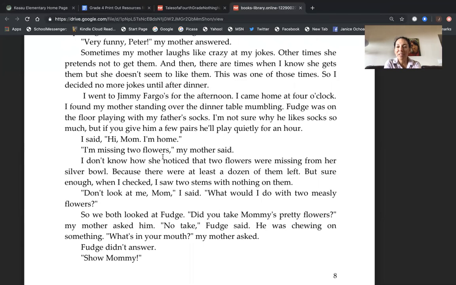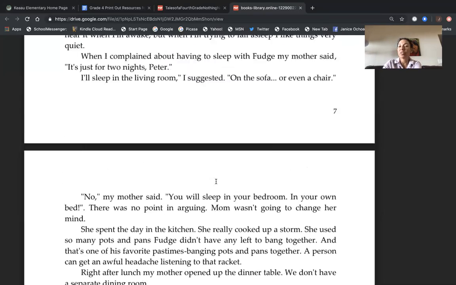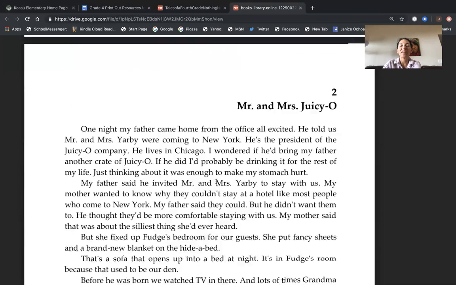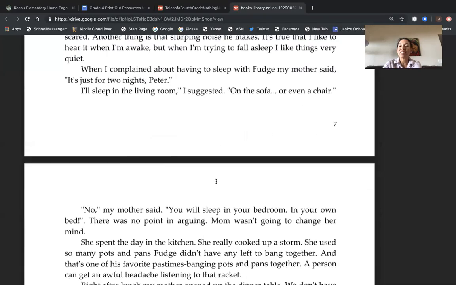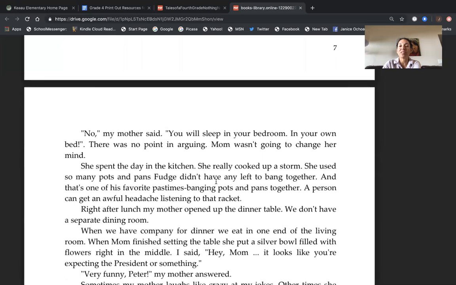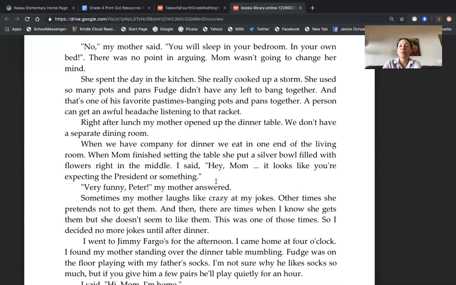Okay, I'm going to stop there, and we still have more of chapter 2 to read, but for today, you're supposed to only read chapter 1 and chapter 2, right? Please continue reading on your own the rest of chapter 2, and someone else in the family maybe can help you read the rest of chapter 2.